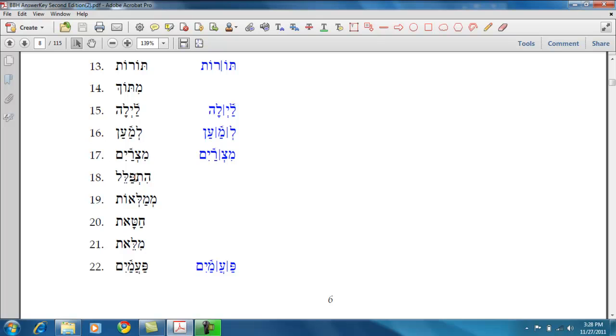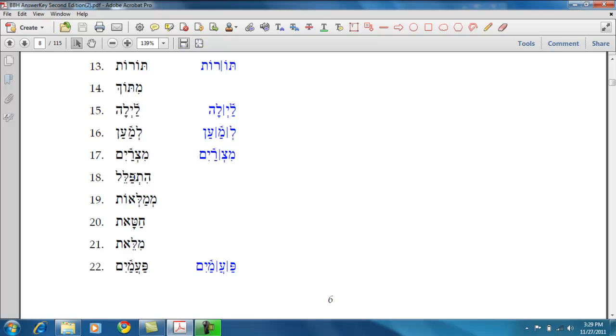So you say, is this a begadkefat letter? You say, yes, it is. Is it following a vocal vowel? And because this shava is not vocal, it is not following a vocal vowel. So then this is a dagesh lene. This is a hardening dagesh. It hardens that into a pei.